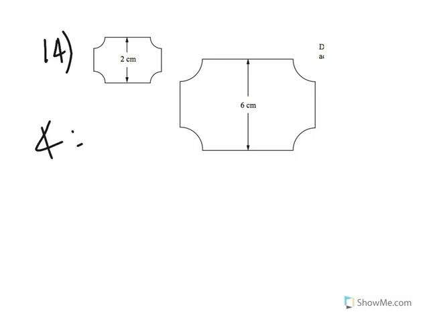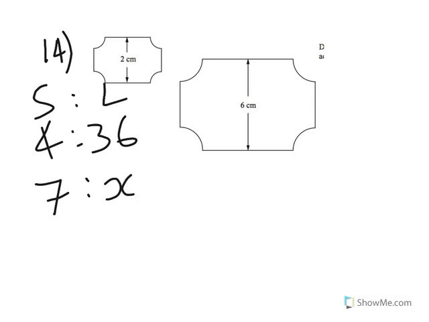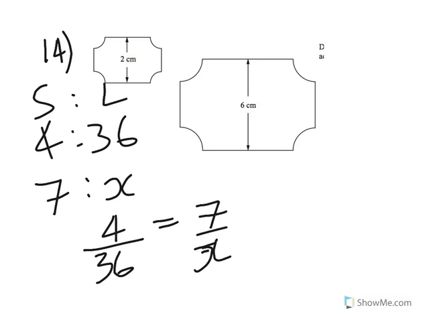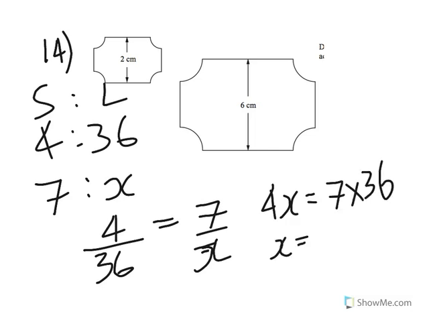Now, taking this ratio, 4:36, and this is from smaller to larger ticket, we know the area of the smaller ticket is 7 centimeters squared. So we want to find out the area of the larger ticket. We'll call the area of the larger ticket X. So you can put this algebraically and you're going to get 4:36 is equal to 7/X. Multiply both sides by X and multiply both sides by 36. You're going to get 4X is equal to 7 × 36. Divide both sides by 4. You're going to get X is equal to 7 × 36/4.